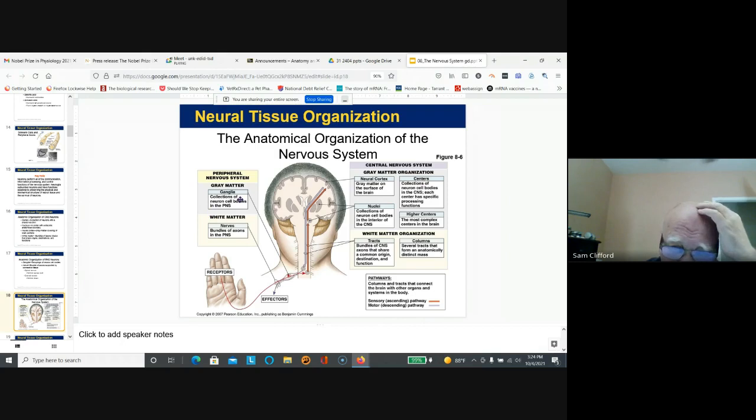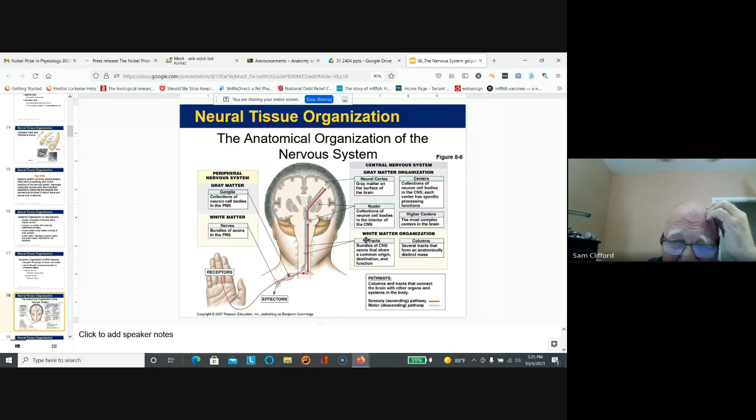So in the peripheral nervous system, outside of the central nervous system, we have gray matter on the surface of the brain. We have specific areas like the auditory center, the gustatory center, the visual cortex, the auditory cortex, and the frontal cortex, which handles the executive functions of the brain.